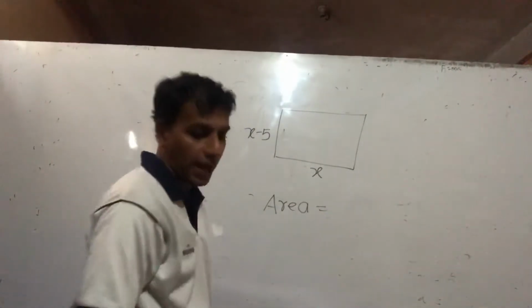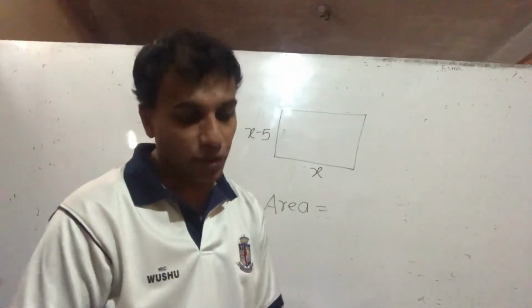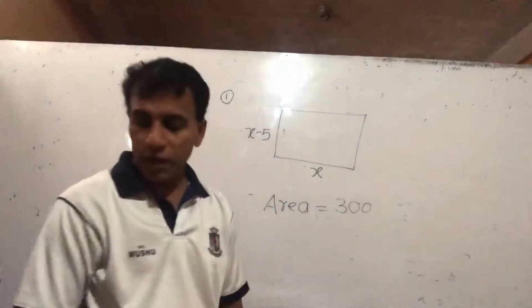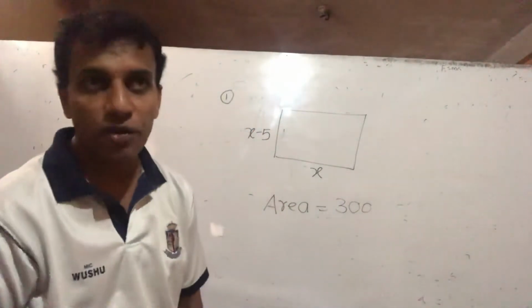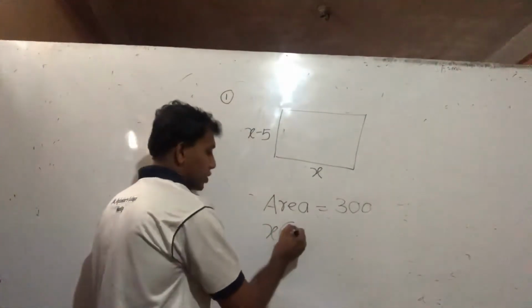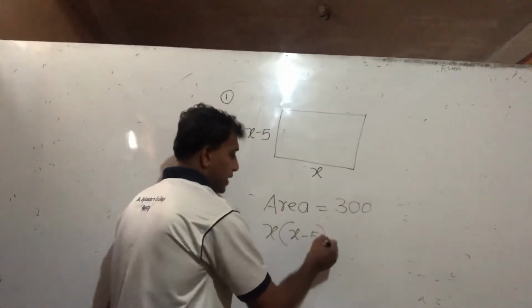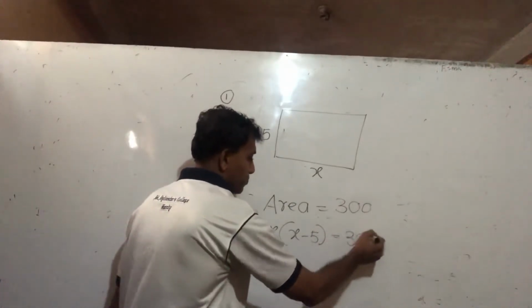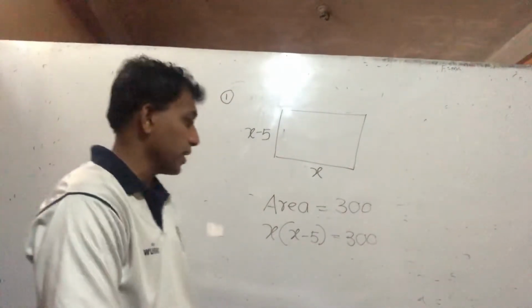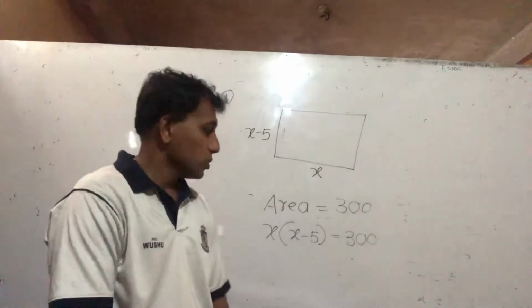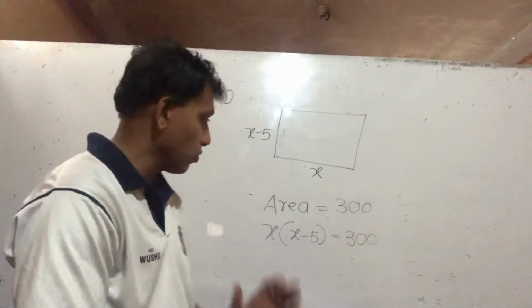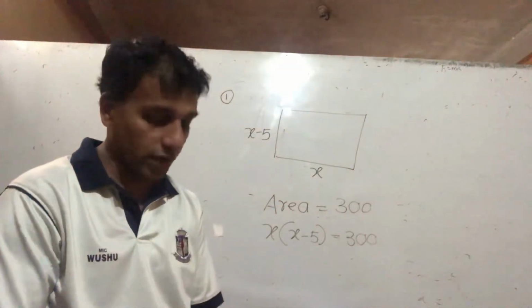Now they say the area of this rectangle is given as 300 meters square. Now we build up an equation. What is the area of a rectangle? Length into breadth. So x into x minus 5 is 300. I think I worked 25 questions in the previous videos, with the full method of how to solve such quadratic equations.